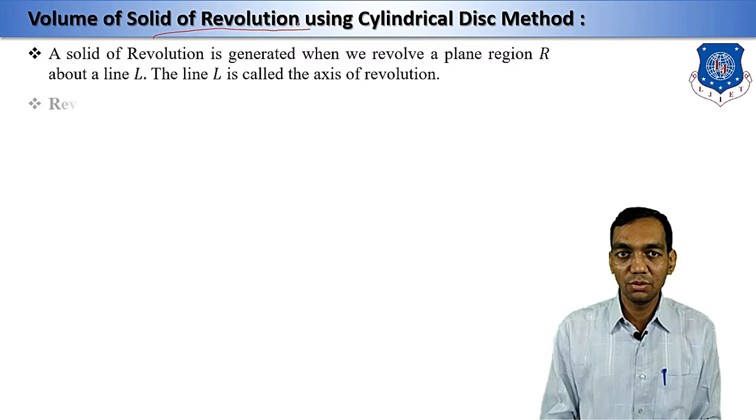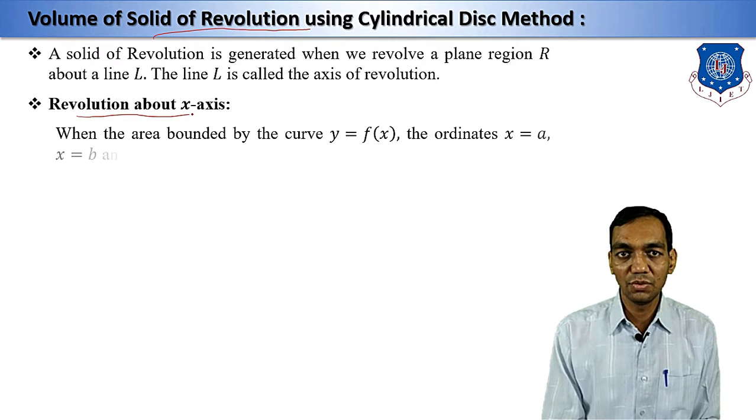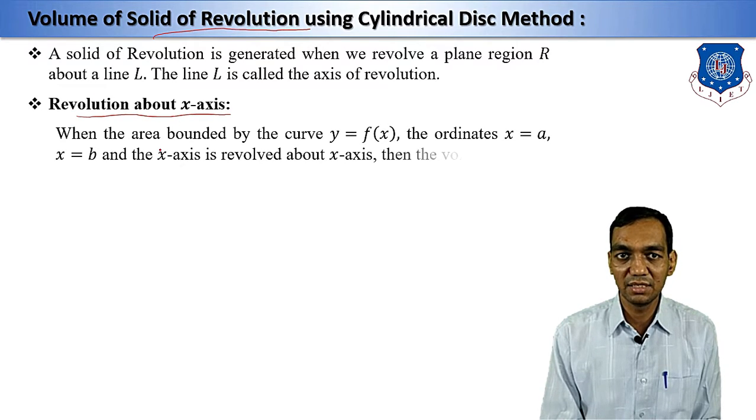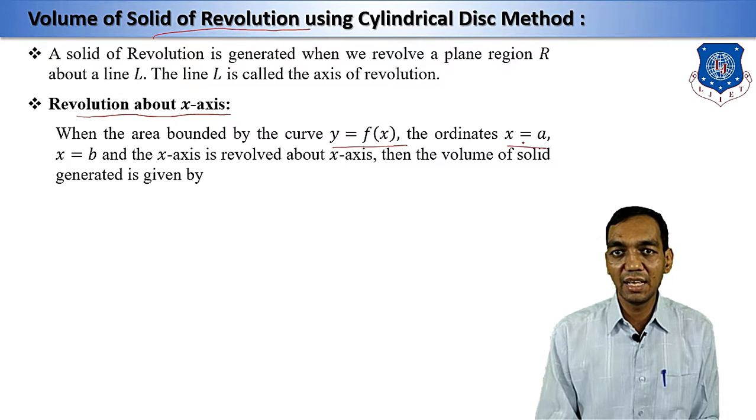So what we are going to do is revolution about x-axis. Correct? So if you have given a revolution about x-axis, where area is bounded by the curve y is equal to f(x), and in between the ordinate line x is equal to a and x is equal to b, and the x-axis, which is revolved about x-axis, then the volume is given by V is equal to pi integration a to b y square dx. Why is it like this?